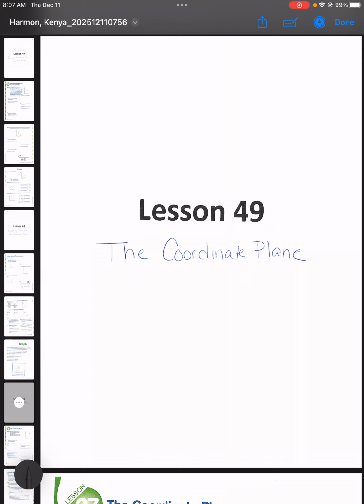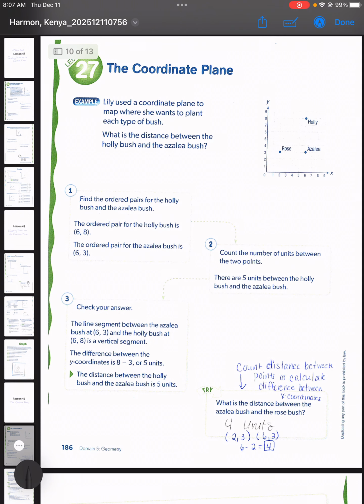And then their work with the coordinate plane continues in lesson 49. Now in lesson 49, students have had some exposure with identifying points. They now know how to plot points. In this lesson, they're calculating the distance between 2 points. So in this first example, we want to calculate the distance between different types of bushes that are labeled on this graph.